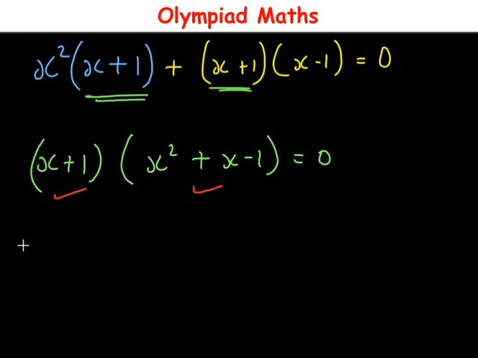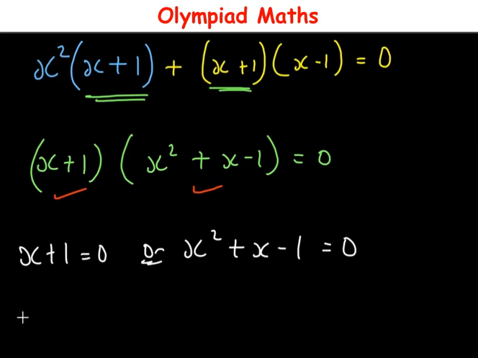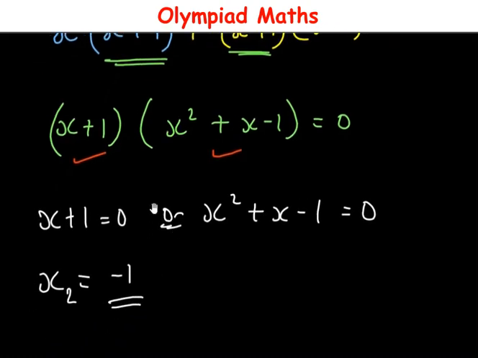So we have x plus 1 equals 0, or x squared plus x minus 1 equals 0. From here, x is equal to minus 1, and with this, we have the second solution for the value of x. So, for this other equation, this is a quadratic equation, and to solve this, we're going to make use of the quadratic formula.